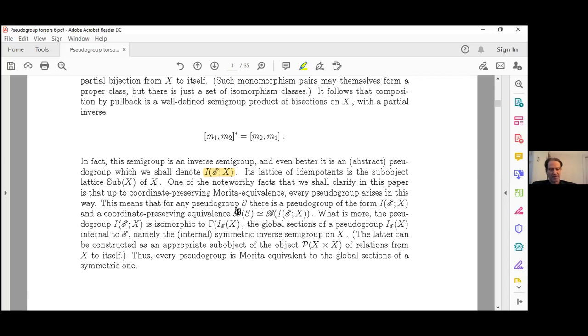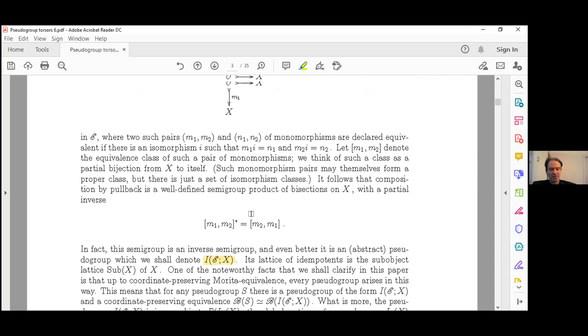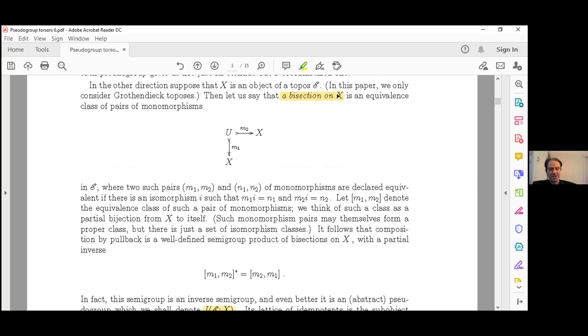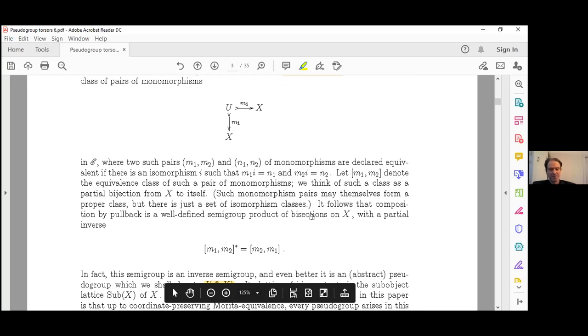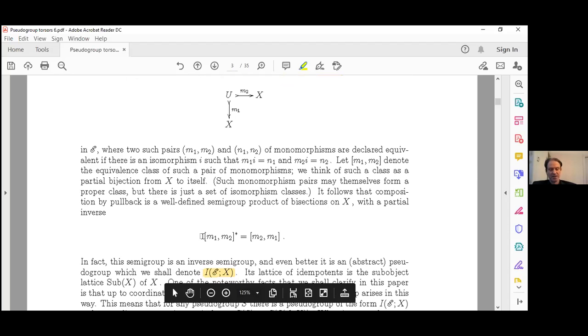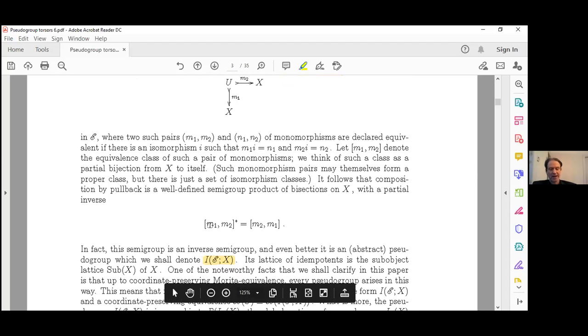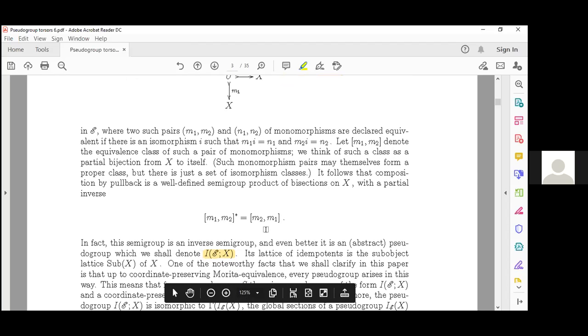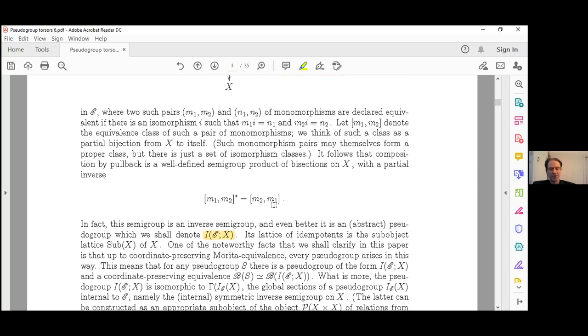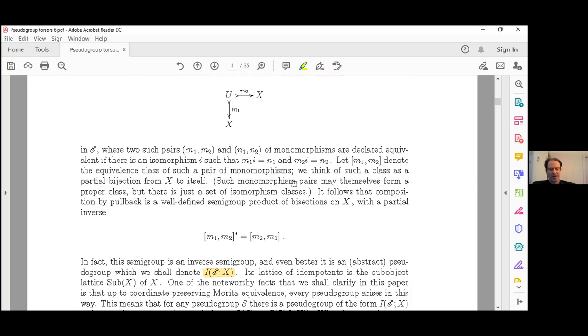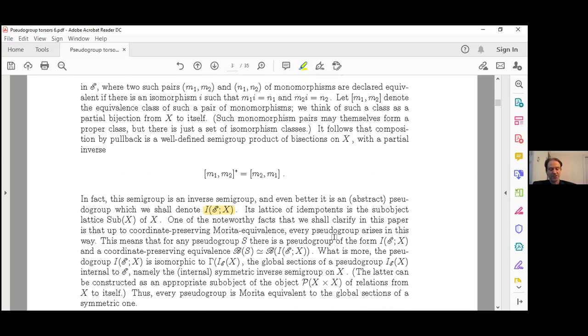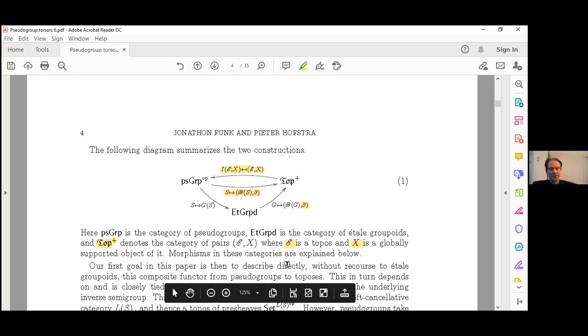And so on. So a bisection on X is an equivalence class of pairs of monomorphisms like that. And two such pairs would be equivalent if there's an iso between them. Yes. So let's say square bracket denotes equivalence class, and star is a very simple operation. You just reverse M1 and M2. That makes a pseudogroup. And it's quite interesting.